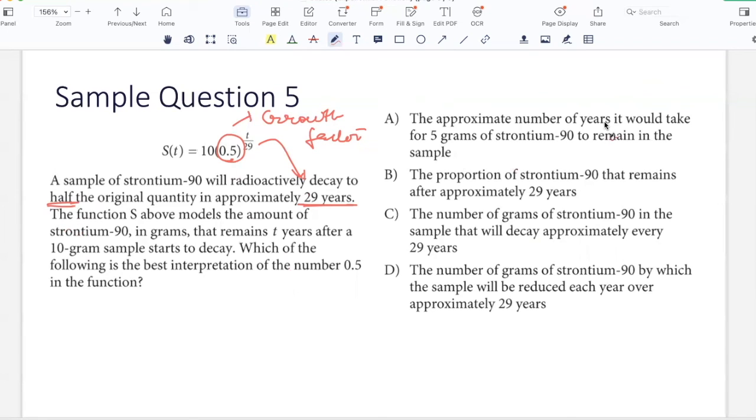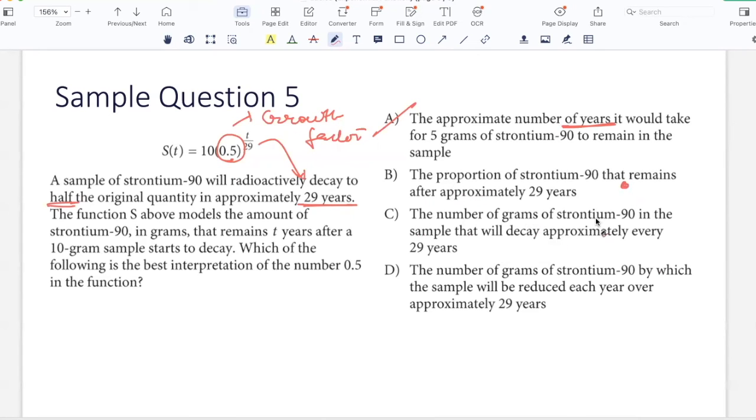So the approximate number of years it would take for 5 grams of strontium-90 to remain in the sample. No, this is not years, it's the growth factor, so it's not A. The proportion of strontium-90 that remains after 29 years. That is correct because after 29 years, 1/2 of the strontium would remain. So that would be 0.5. So this is my answer.